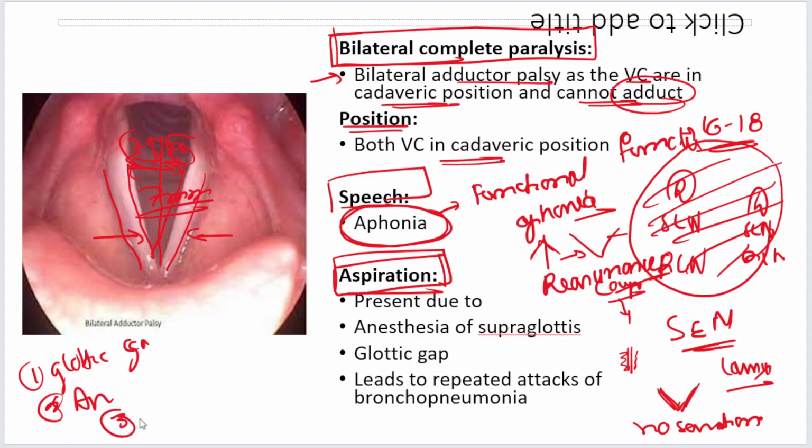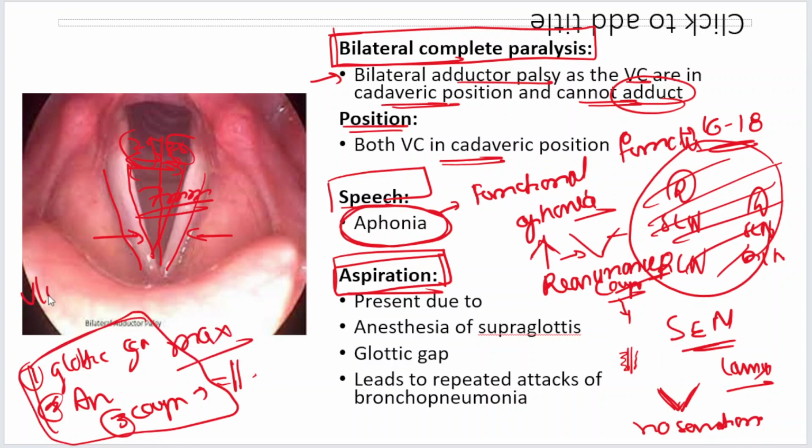So there is no anesthesia. Is a cough possible? Cough is not possible because the vocal cords cannot come close together. So all the three things are there, and they are present at their maximum level. Suppose there is unilateral, the left side will do some work. Unilateral, there is some anesthesia, some sensation present on the supraglottic area.